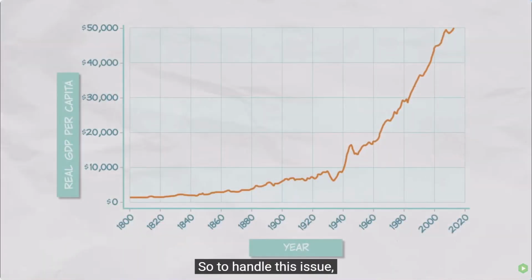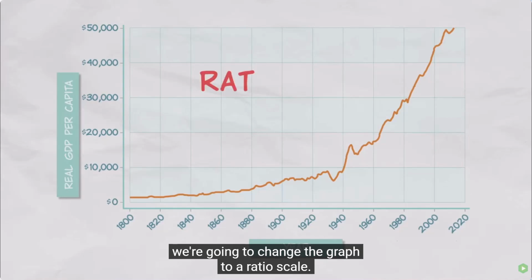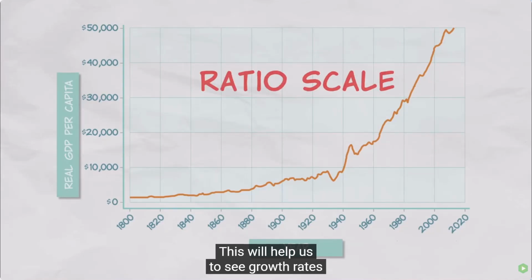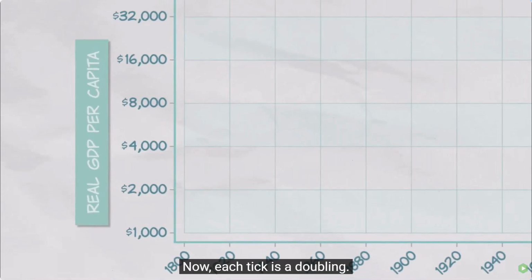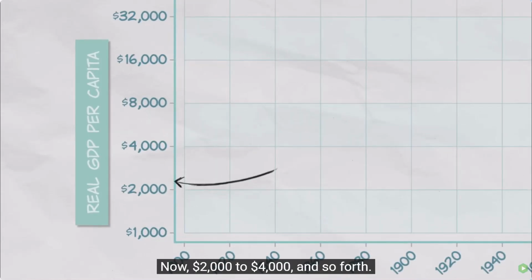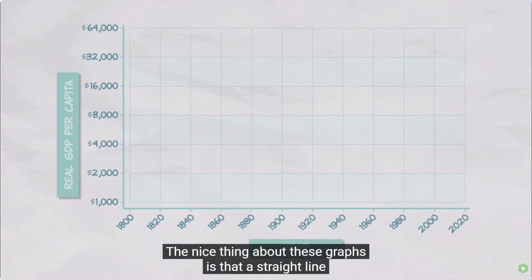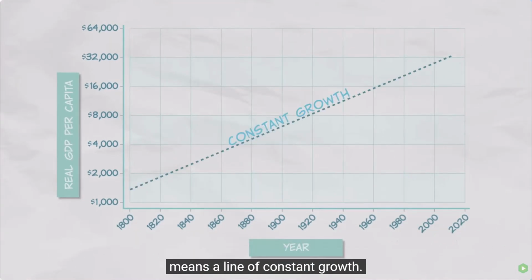So to handle this issue, we're going to change the graph to a ratio scale. This will help us to see growth rates a little bit more clearly. Now each tick is a doubling. So here we go from 1,000 to 2,000, now 2,000 to 4,000, and so forth. The nice thing about these graphs is that a straight line means a line of constant growth.